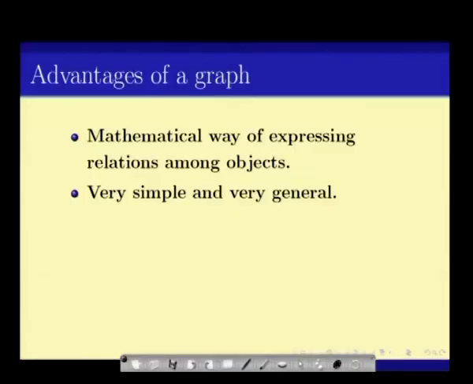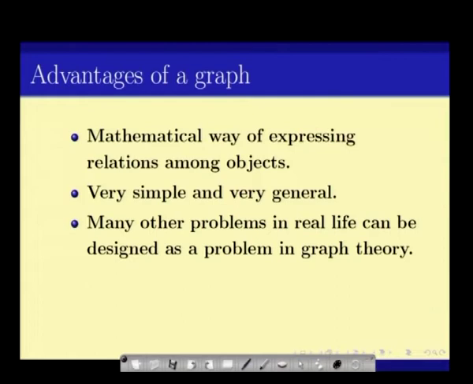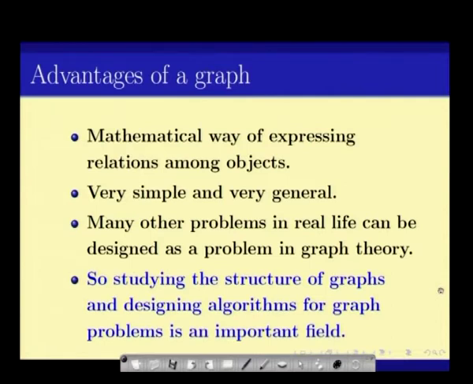We had seen all of them in the last lecture. The advantage of looking at graphs this way is that, first of all, it is a very mathematical way of expressing relationships among objects. It is something that we have to do in many real life applications as well as computer applications and so on. This way of representing graphs is a very simple and general technique. Many problems in real life can be modeled as problems in graph theory. We saw some examples of it in the last lecture, and therefore, studying the structure of graphs and designing algorithms for graphs is an important field.